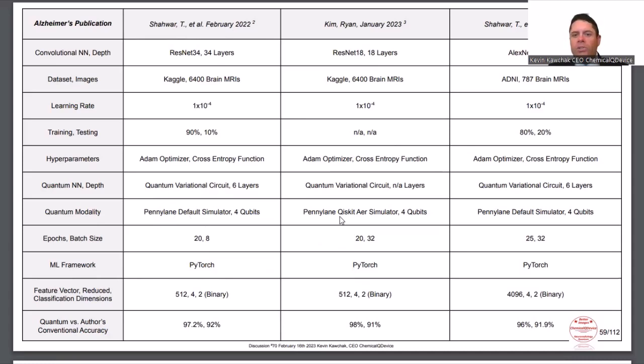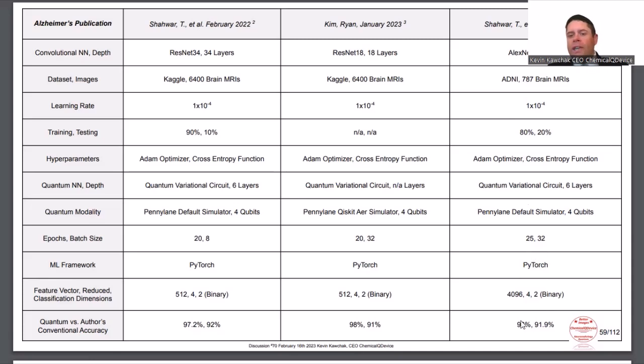You'll see PennyLane default simulator, 4 qubits. And the one that's probably the best to go off of is the January 2023 paper. This is 4,000, something like 8 times as much, feature vector. It's off a better database, ADNI versus Kaggle, or at least more people refer to ADNI when doing research.